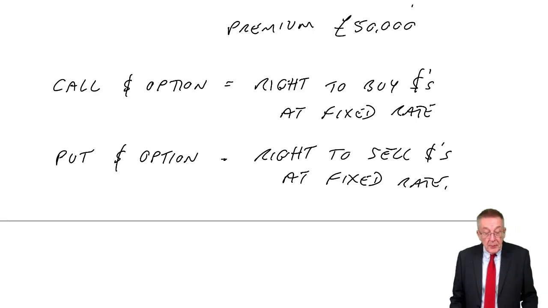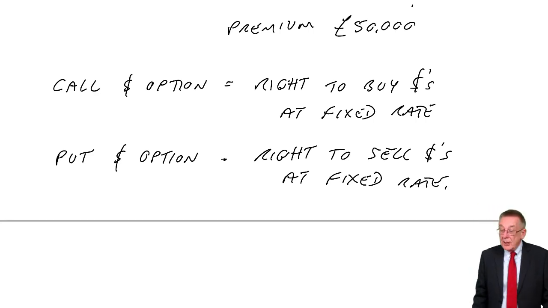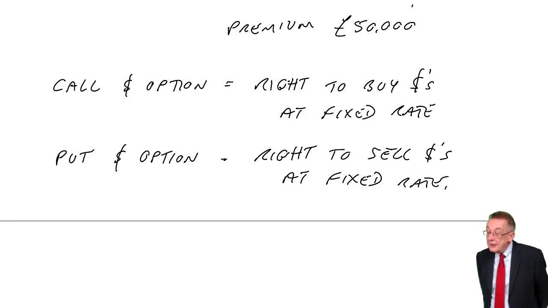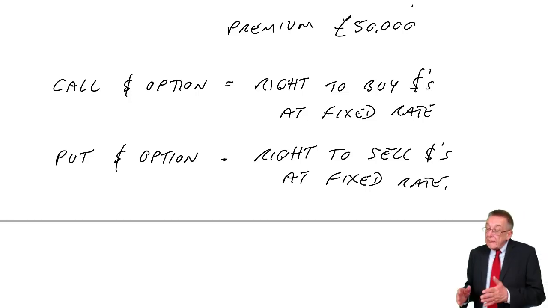So in our example, we were receiving dollars, so we were selling dollars. The option we'd have bought would be a put option, the right to sell dollars. Now that could be mentioned. How you remember which is up to you.